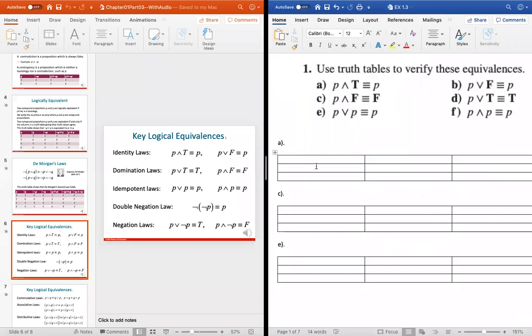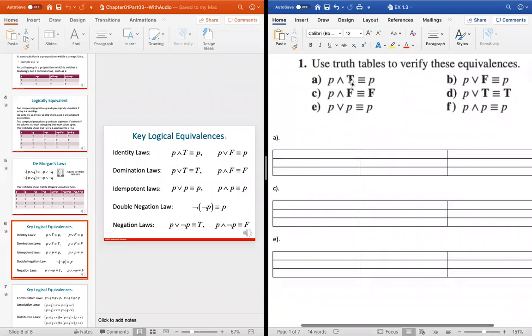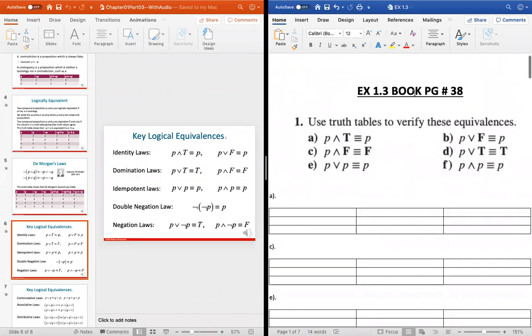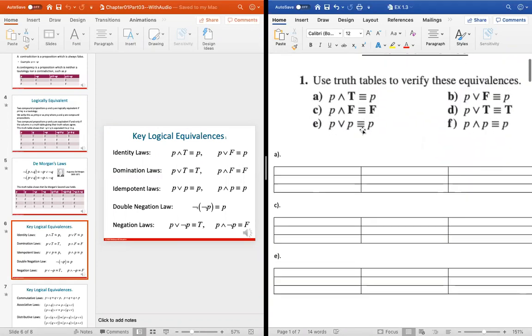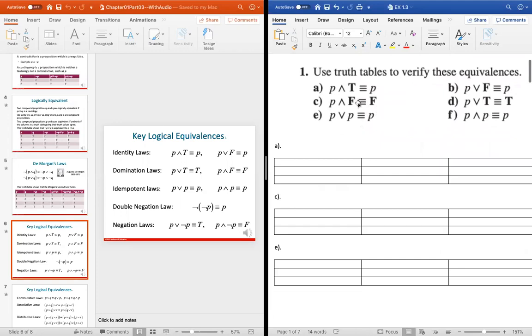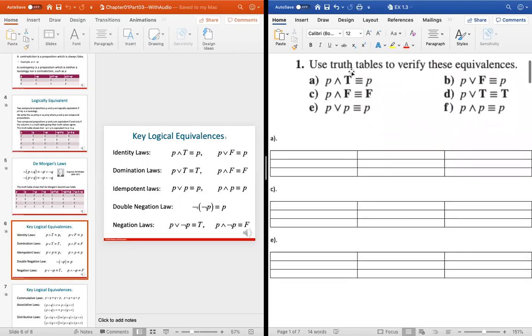Okay, is everyone able to see the screen? Okay. So our first question is question number 1. These are the exercises from exercise 1.3 of your book, page number 38. If anyone wants to use this for reference, they may. So the first question is to use a truth table to verify these equivalences.